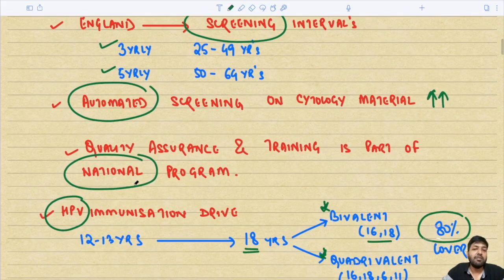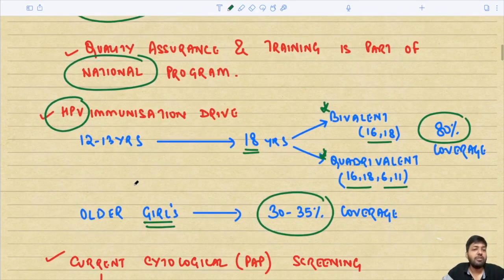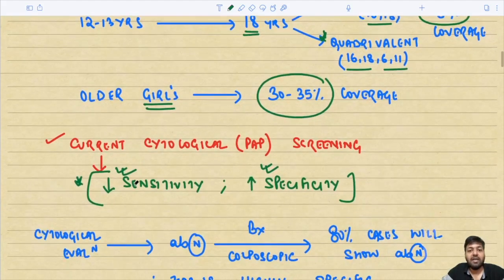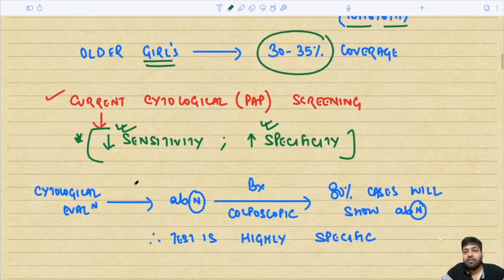Most of the screening is based on liquid based preparation, and we are using automated screening for the cytological material. As a part of the national program, quality assurance and training is a very huge part. Also, the drive for HPV immunization is very high, with high coverage for the younger age group between 12 to 13 years through 18 years, because at that time they receive the vaccination in their school itself.